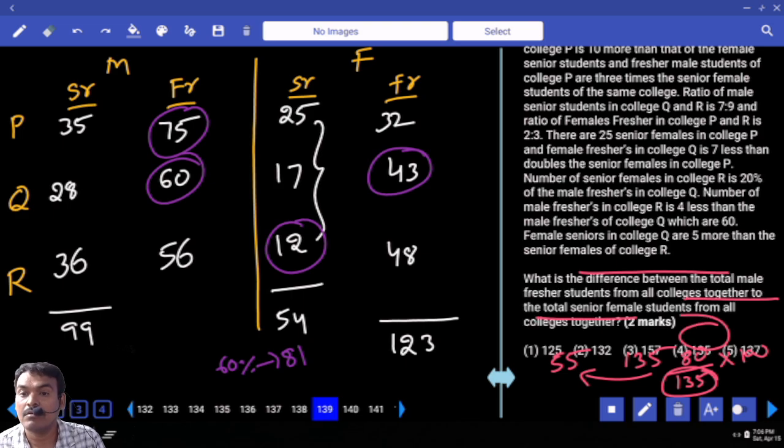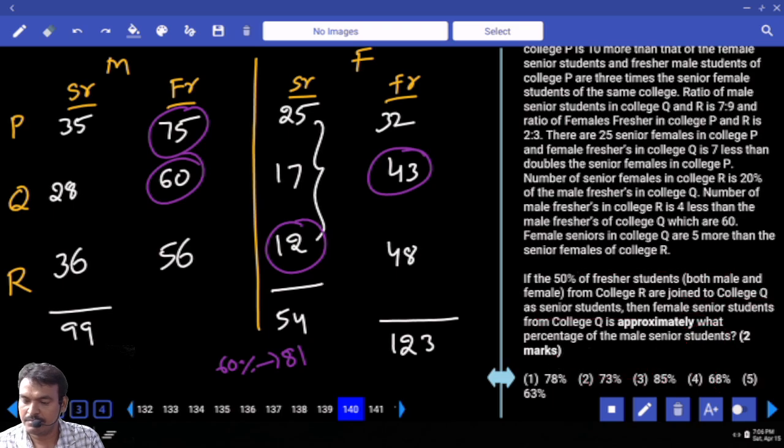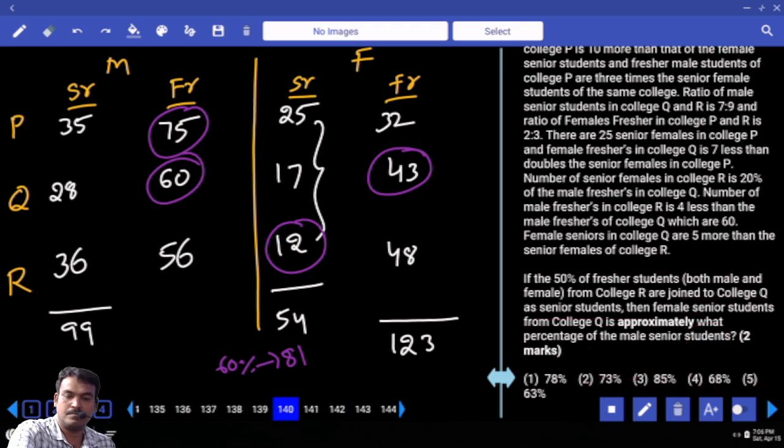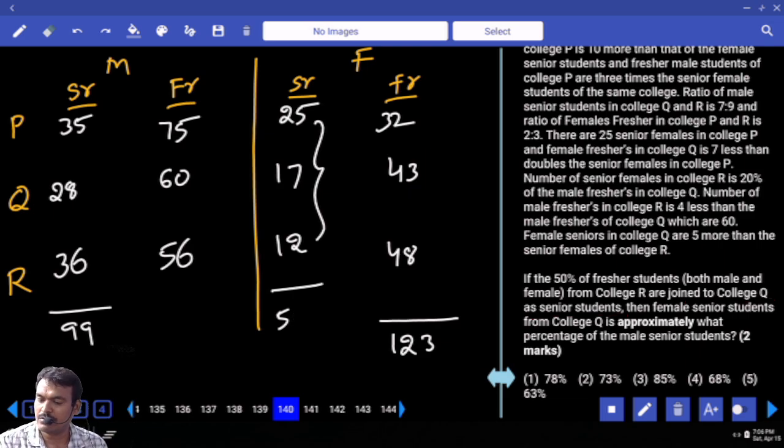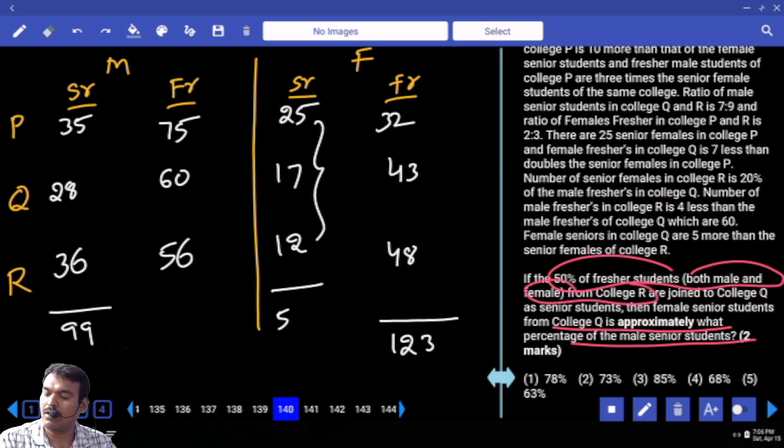Direct questions. Question number 140. If 50% of the fresher students, both male and female, from college R are joined to college Q as senior students, then the female senior students from college Q are approximately what percentage of the male senior students? 50% of the fresher students, both male and female, in college R. What is R? 56. In that, 50% is 28.